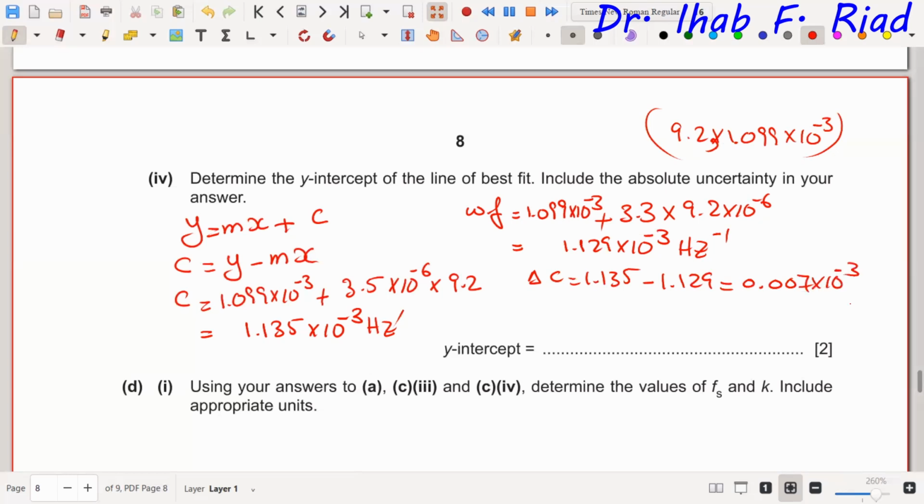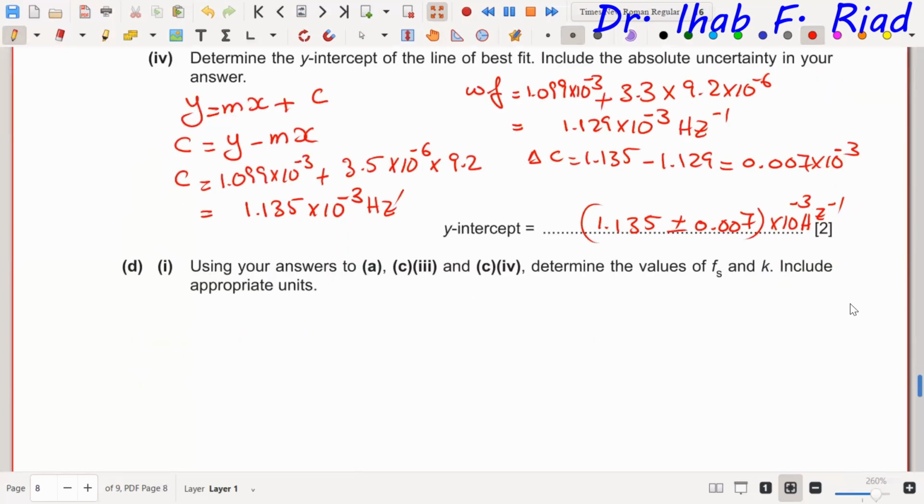Then we get 1.135 plus or minus 0.007 times 10 to the power minus 3, and we have here minus 1. Right? Yes. Using your answers, determine the value of Fs and Q. Include appropriate units.